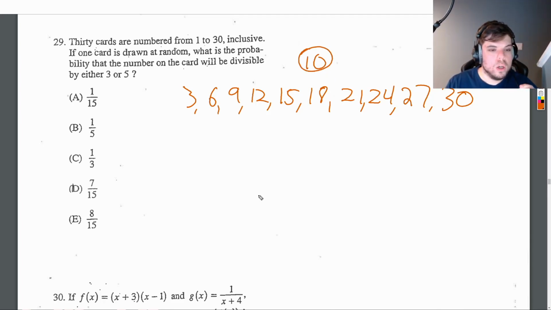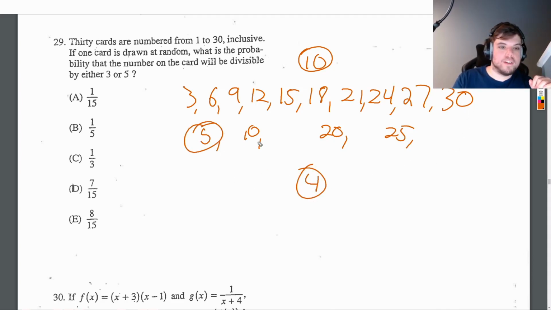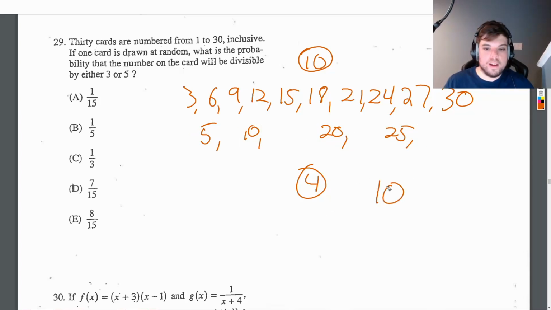Now, are there any multiples of 5 that are missing? Because we can also do multiples of 5. Yeah, we need 5, 10, 15 is already there, 20, 25, and 30 is already there. So we're adding 4 more. We're adding 5, 10, 20, and 25. So it appears that we have 10 plus 4, 14 different numbers that are divisible by either 3 or 5. Some of them by both, but either 3 or 5.